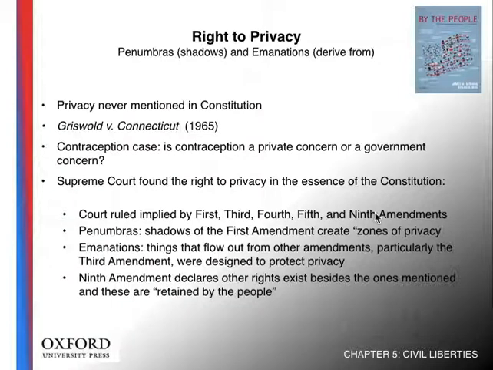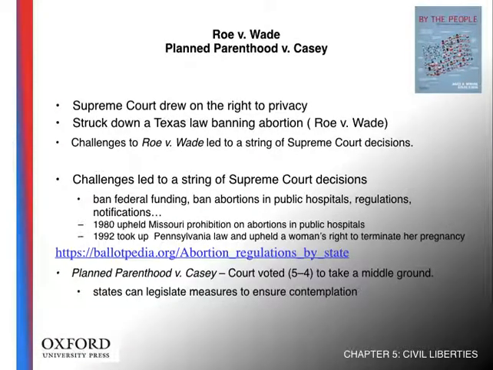And then the Ninth Amendment, we haven't gone over this yet, but the Ninth Amendment says that there may be other rights that we have not spelled out in the Bill of Rights. Just because it's not in here doesn't mean it doesn't exist. So the court, when they reviewed this case, said there are shadows of the First Amendment that create a zone of privacy. And we feel like these flow from other amendments, particularly the Third Amendment, which was designed to protect privacy. And the Ninth Amendment declares that other rights exist besides the ones we have mentioned, and these are retained by the people. So the court ruled in favor of the contraception case and basically said the government didn't have a right because of our right to privacy, or at least the essence of the right.